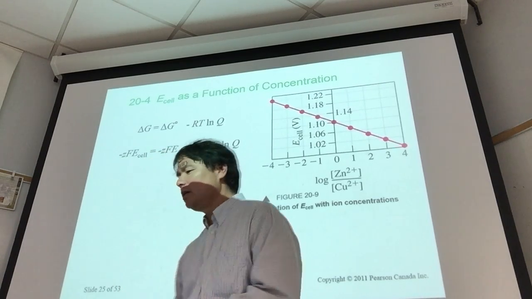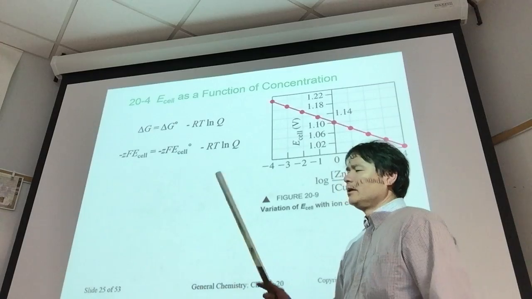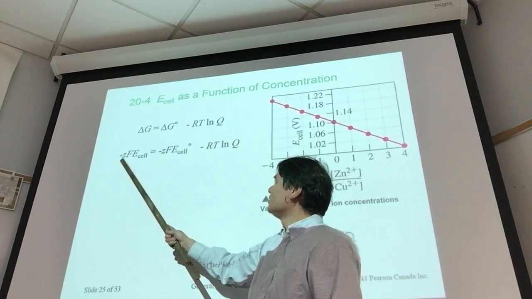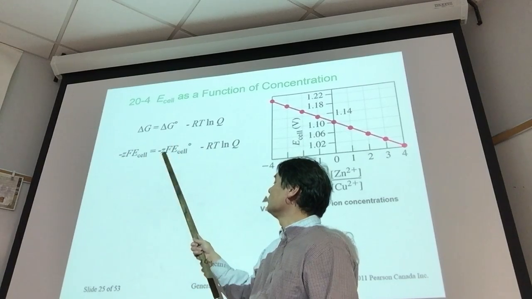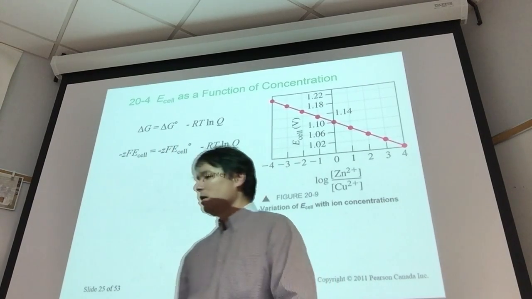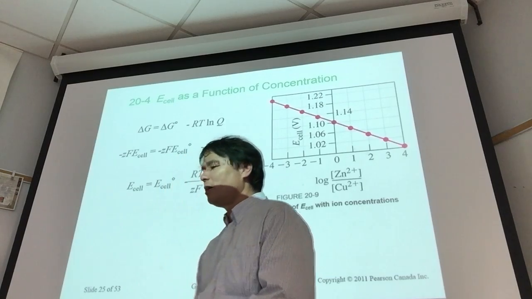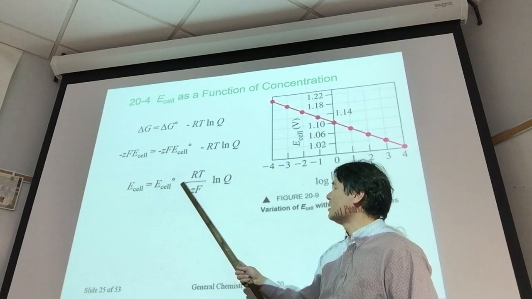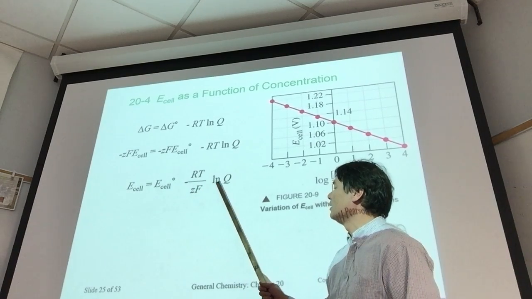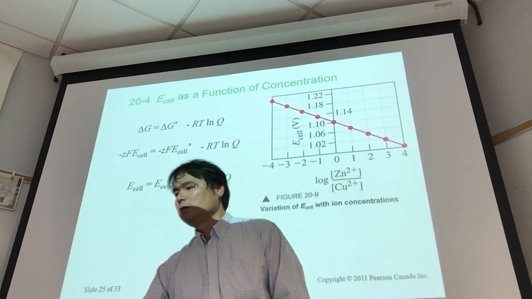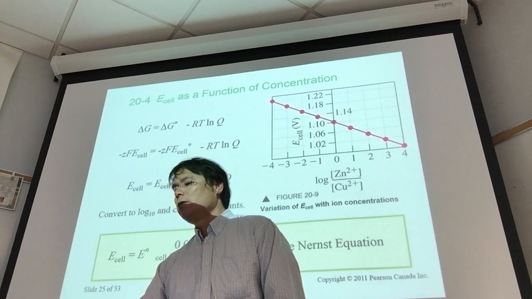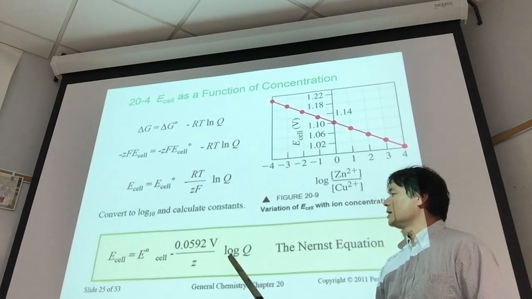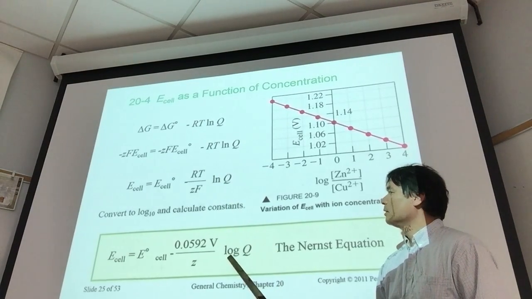We can see a calculation here. We know that delta G can be related to minus ZFE, and delta G naught to minus ZFE naught of the cell. And so we can relate E cell to E naught of the cell. This is called the Nernst equation. So E of the cell is equal to E naught of the cell minus RT over ZF ln of Q. But what we're going to do is get rid of the natural log and convert that into log base 10. This is easier that way.